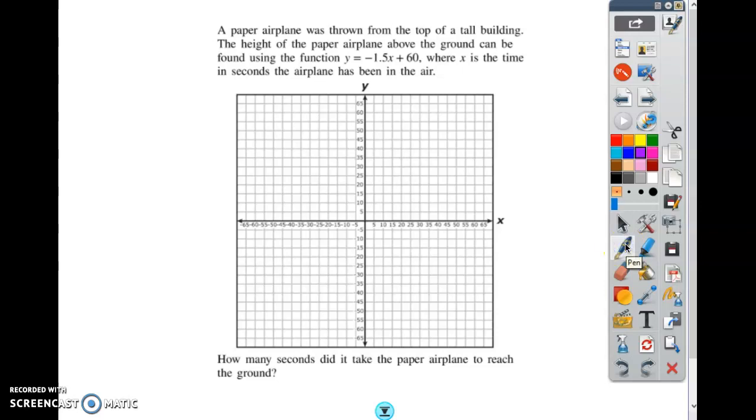Okay, on this question, they're talking about a paper airplane that was thrown from the top of a tall building. The height of the paper airplane above the ground can be found using the function, this is important, where x is the time. So x is the time in seconds the airplane has been in the air. Okay, and y is the height.